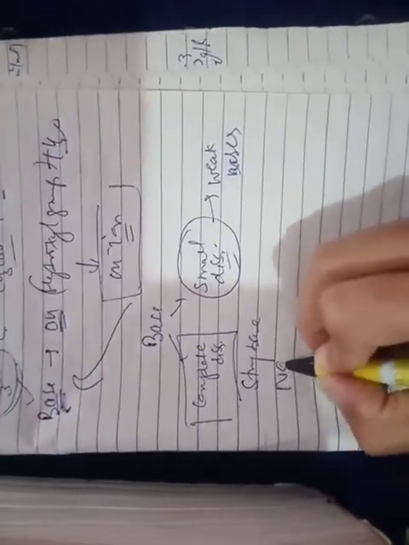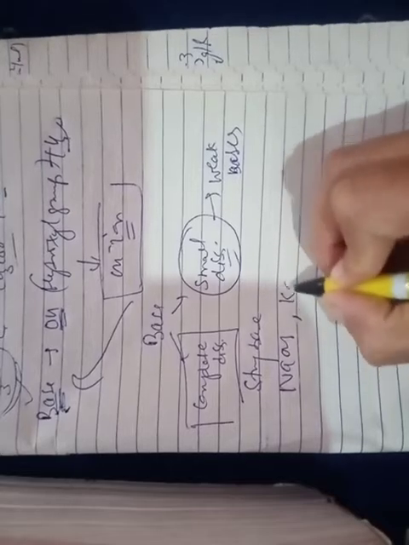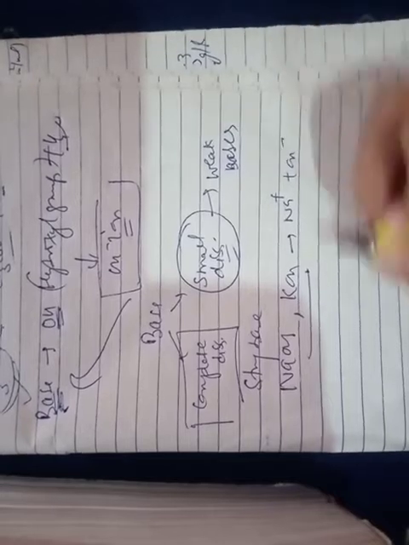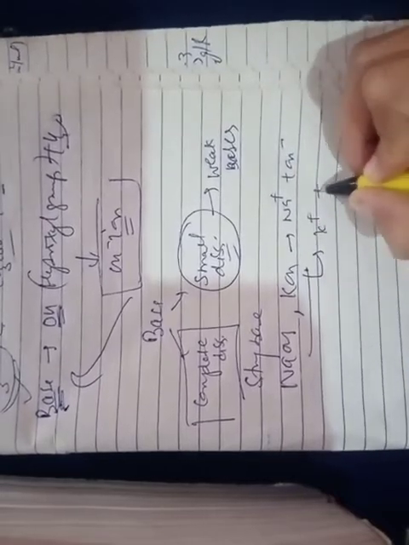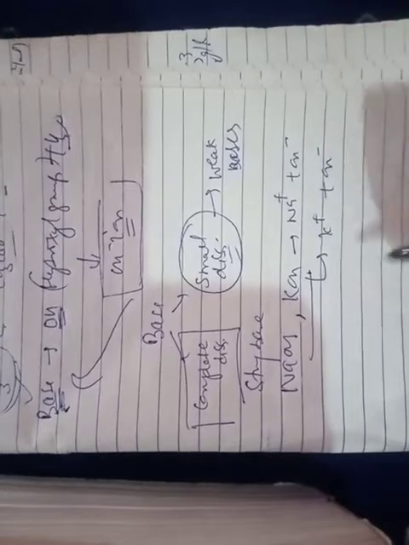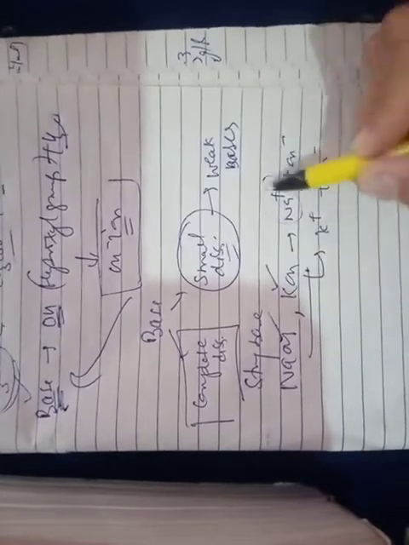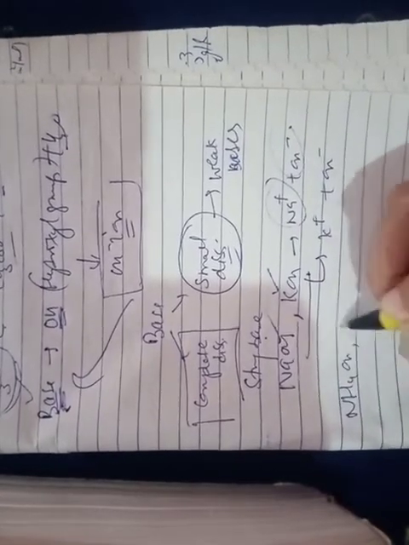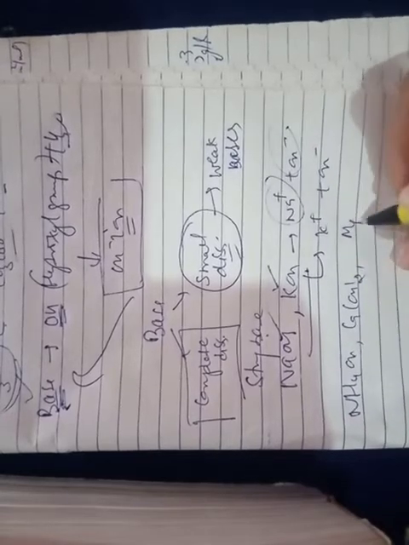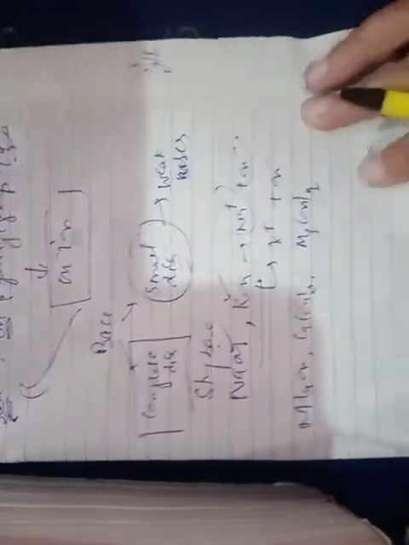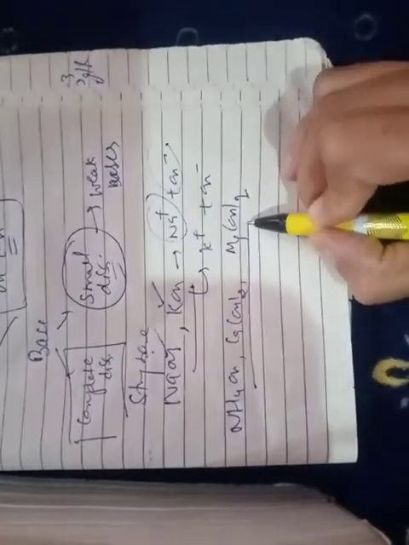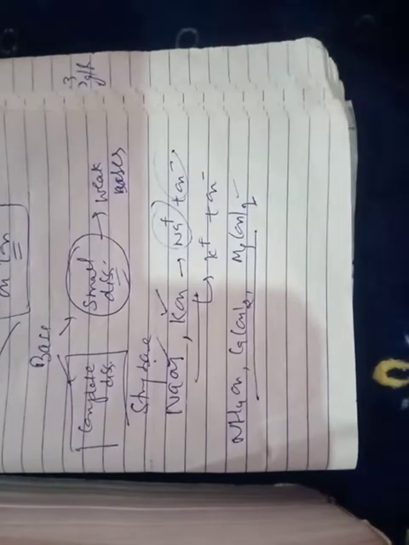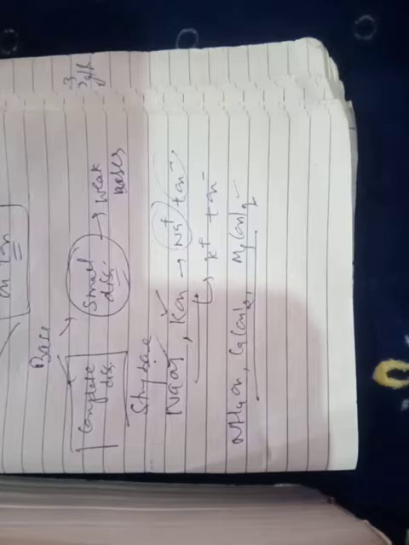For example, sodium hydroxide and potassium hydroxide. When dissolved in water, sodium hydroxide produces sodium ions as well as hydroxide ion, and potassium hydroxide produces potassium ion as well as hydroxide ion. Therefore, the dissociation in these two cases is complete, and they are strong bases. While for bases like ammonium hydroxide, calcium hydroxide, magnesium hydroxide, aluminium hydroxide, etc., dissociation takes place to a small extent, and as a result an equilibrium is set up between the dissociated ions and the undissociated substance. Therefore they are called weak bases.